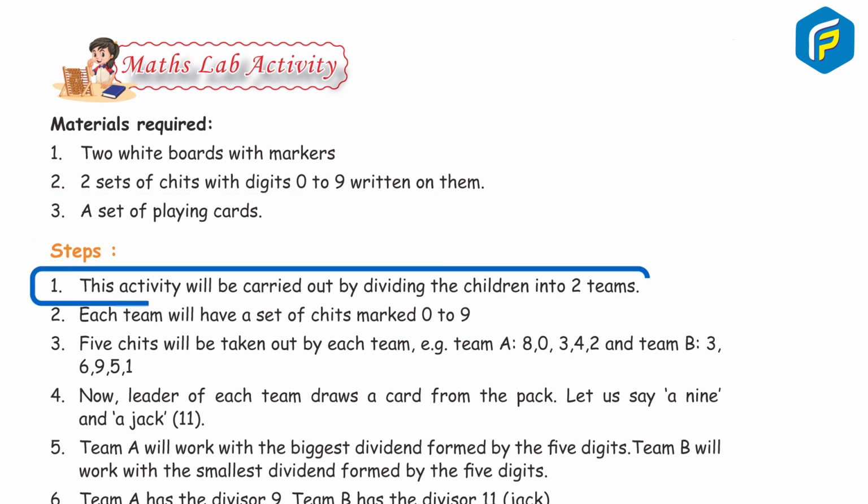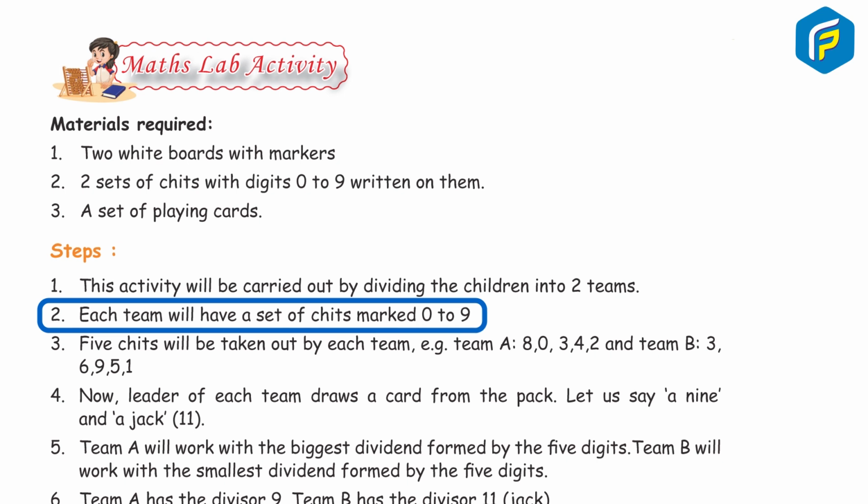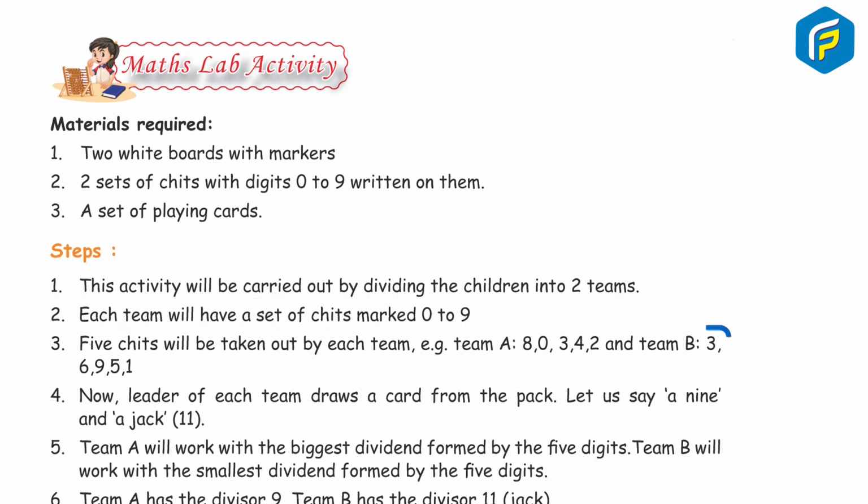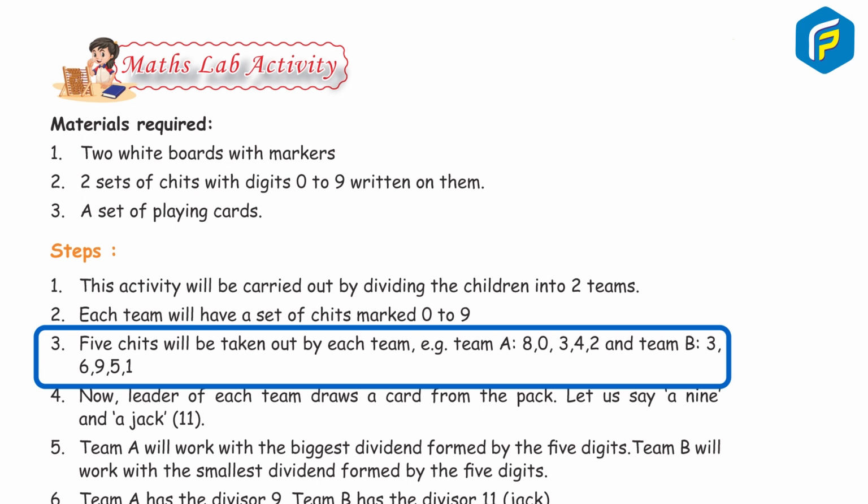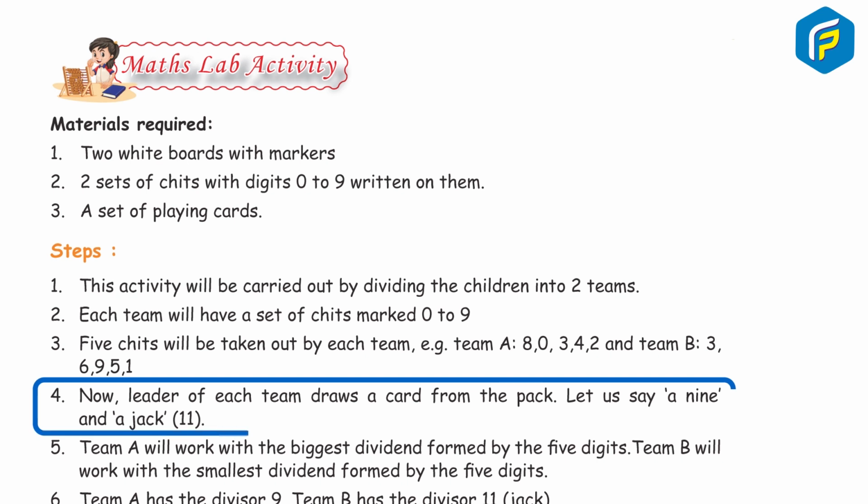Steps. 1. This activity will be carried out by dividing the children into 2 teams. 2. Each team will have a set of chits marked 0 to 9. 3. 5 chits will be taken out by each team. Example, Team A 80342 and Team B 36951. 4. Now the leader of each team draws a card from the pack.